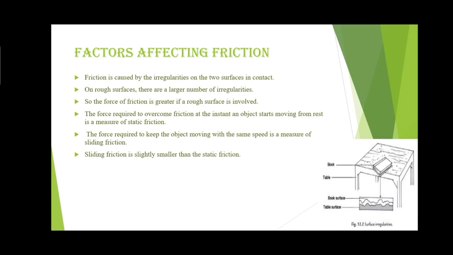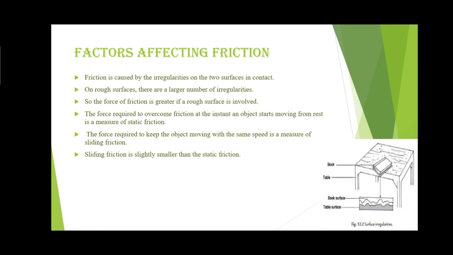Friction is caused by the irregularities on the two surfaces. The next topic is factors affecting friction. Friction is caused by the irregularities on the two surfaces in contact.